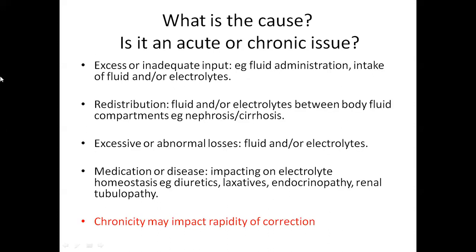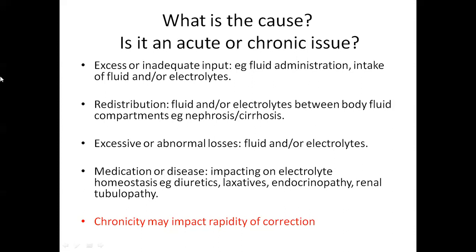And the next important thing is what is the cause and what is the chronicity. There are only three types of causes. One is inadequate intake or excess intake. Second is redistribution. What is the normal distribution of sodium and potassium in the body? Intracellular, extracellular? Sodium is the extracellular cation. Potassium is intracellular. But some conditions can alter this balance, so they can redistribute the potassium and sodium accordingly, and it can cause abnormalities.